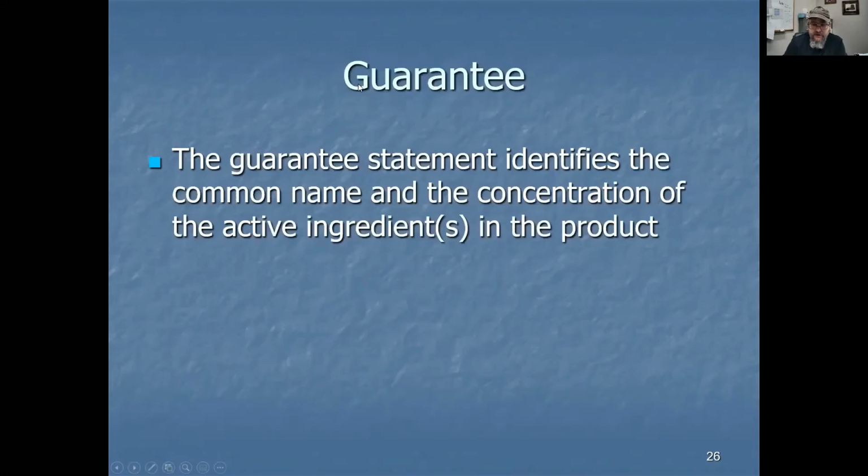The guarantee, I touched on that a little bit. So the guarantee statement identifies the common name and the concentration of the active ingredient in the product. So for example, on the weevil side, I know this is backwards in the camera, but it says the guarantee is aluminum phosphide, which is the active ingredient, and the guarantee said it's 57%. Okay, that's your guarantee.